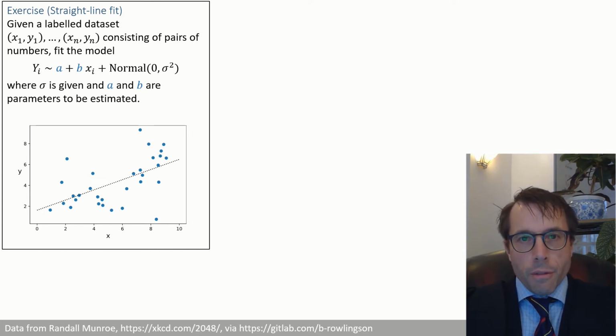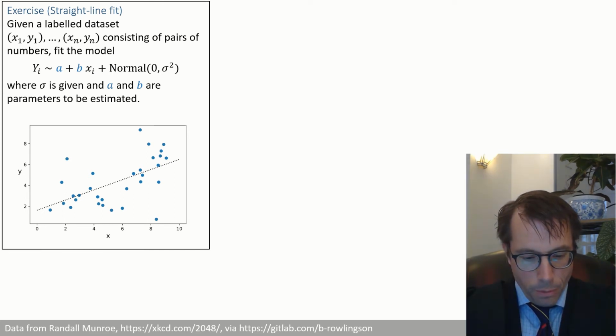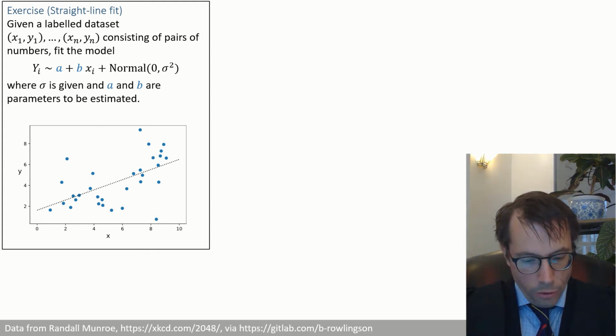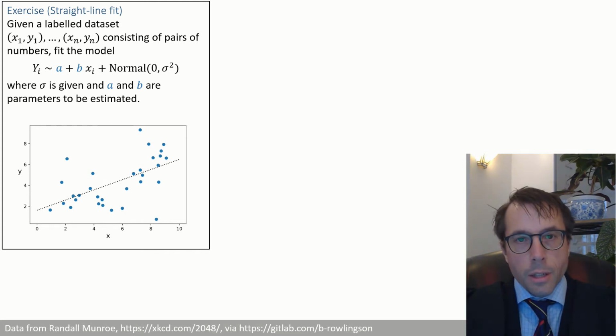Here's a data set of xy pairs, x and y both numbers, and let's try and fit a straight line model to the data. The model I'm going to use is yi is distributed like a plus beta xi plus normal of naught sigma squared, where sigma is given and a and b are the parameters to be estimated. So this model is a straight line plus a noise term.